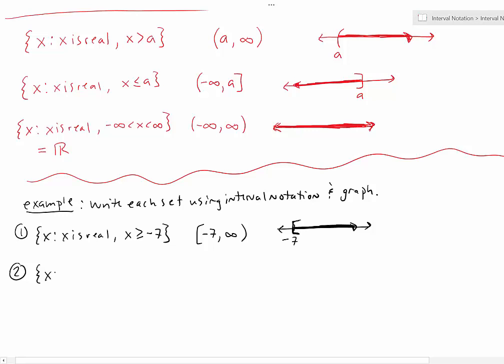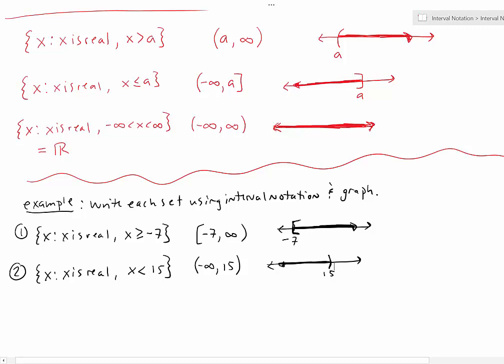A couple more. How about x is real, set of real x's such that x is less than 15. Then we know our right-hand endpoint is 15. We're going to put a parenthesis on there because we don't include it. We go anywhere to the left down towards negative infinity, parenthesis on that one as well because it's an unbounded idea. Graphically, here's the 15. Draw a parenthesis and everything to the left.